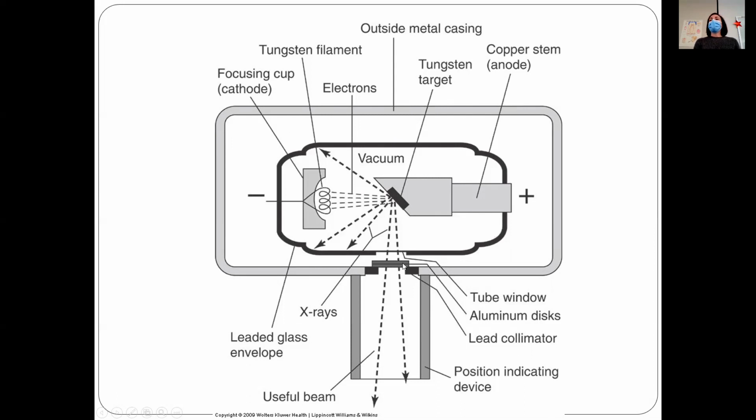Then we have these other parts, which we'll talk more about today, that filter out different weaker X-ray wavelengths, and then the beam comes straight through this BID.